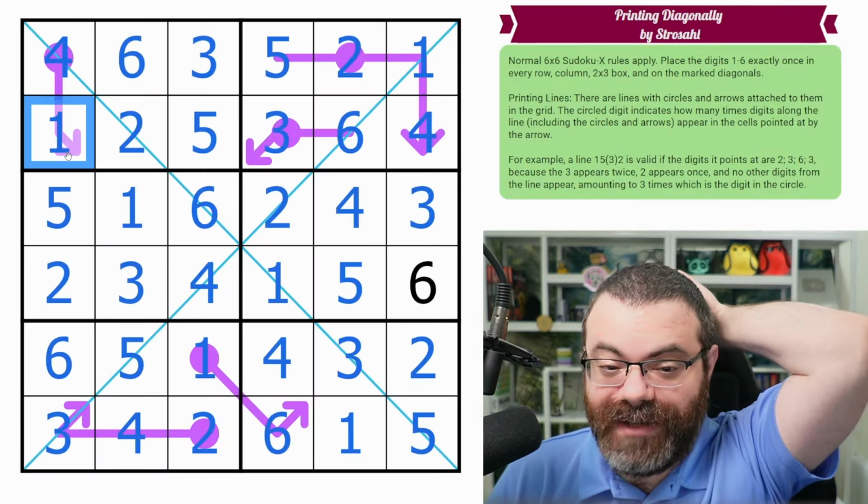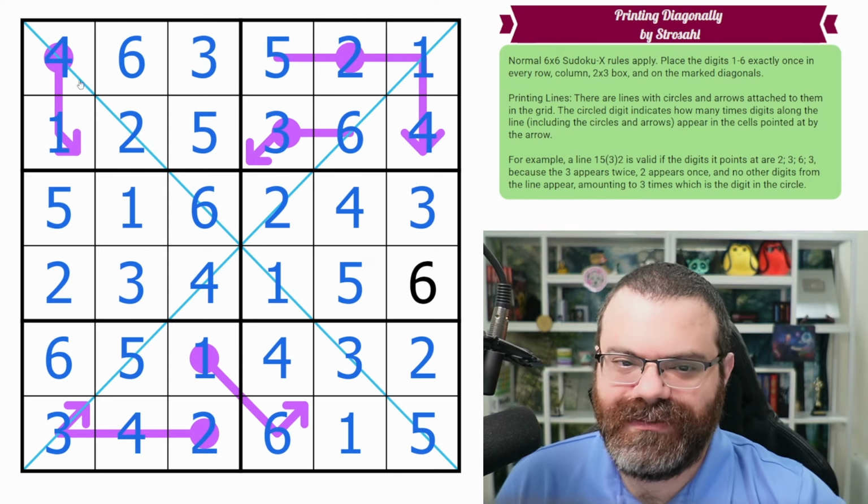So this arrow did an amazing job of just finishing the puzzle. It had a ton of options without this arrow. That's really neat.